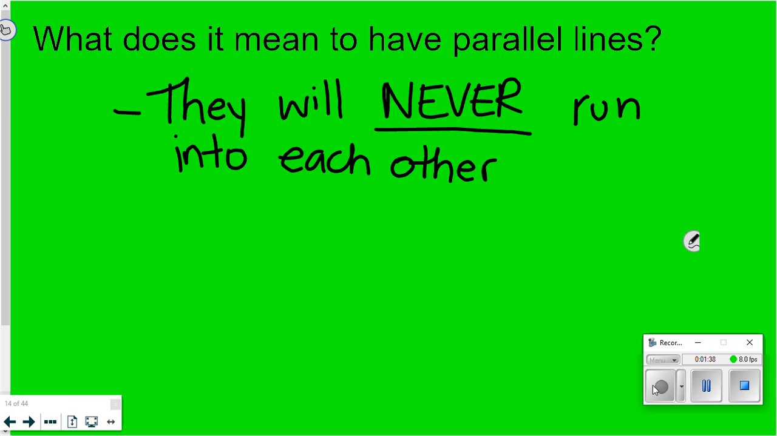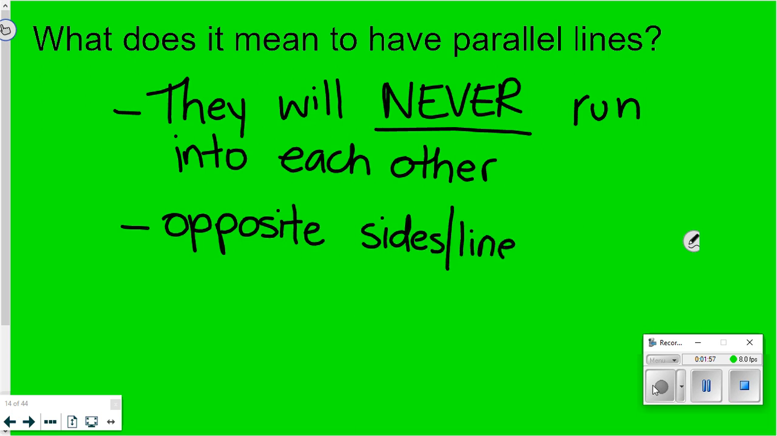What else do we know about parallel lines? Kaden? Beautiful. We know that they are opposite sides, sometimes called lines. They're opposite of each other. We might see it as the top and bottom of a shape, or a side and a side of a shape. They're going to be opposites of each other.